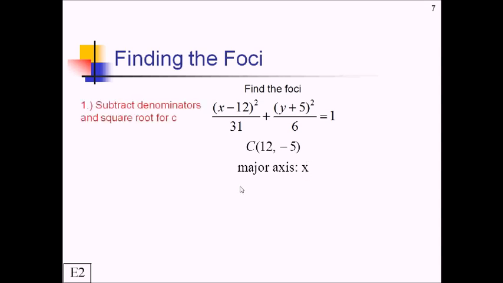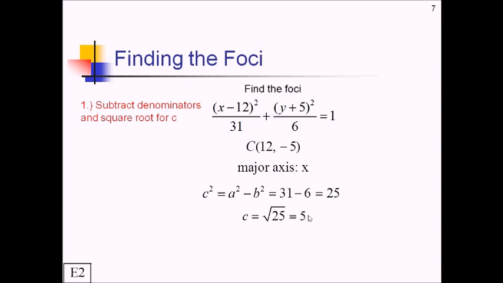To find the c value, you have to use this formula here, c squared equals a squared minus b squared, which basically amounts to subtracting your denominators and then square rooting. So that's going to be 31 minus 6. We always do bigger minus smaller, because a is always bigger than the b value. So 31 minus 6, that's 25. And the square root of 25 now, because we only have c squared at this point, the square root of that is going to be 5.